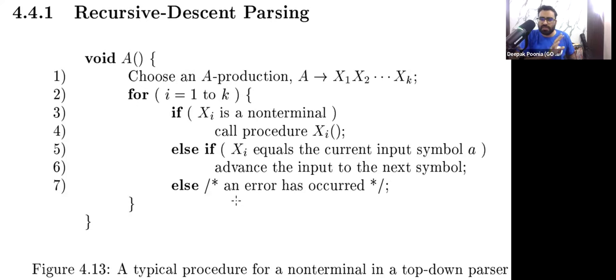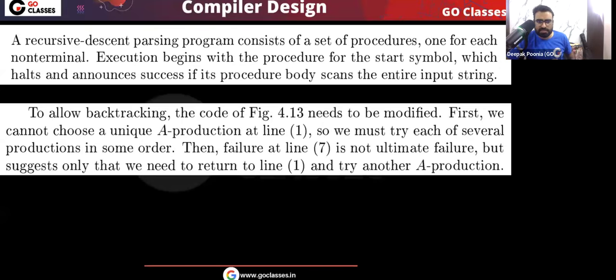We create functions, or I can say procedures, one for each non-terminal. If you have 10 non-terminals, then 10 functions. If you have 10 variables in your grammar, then 10 functions will be created. And what will be the first function to call? Or I can say, what is your main function? The first function to call is the function corresponding to the start variable. So you can read this here. When you implement the recursive descent parser with backtracking, remember, the recursive descent parsing program consists of a set of procedures, one for each non-terminal.